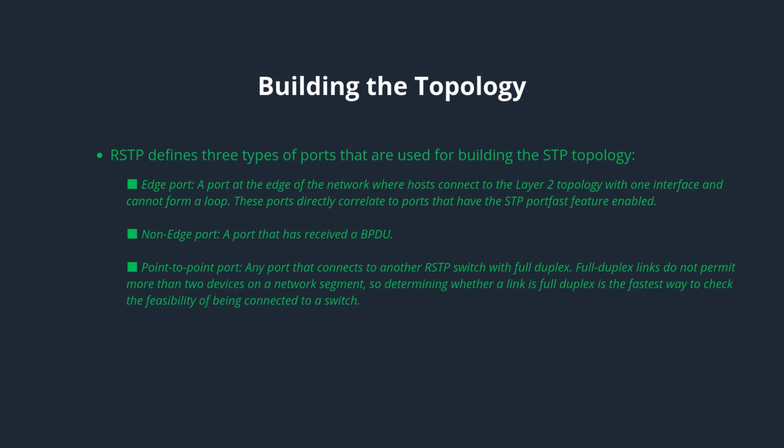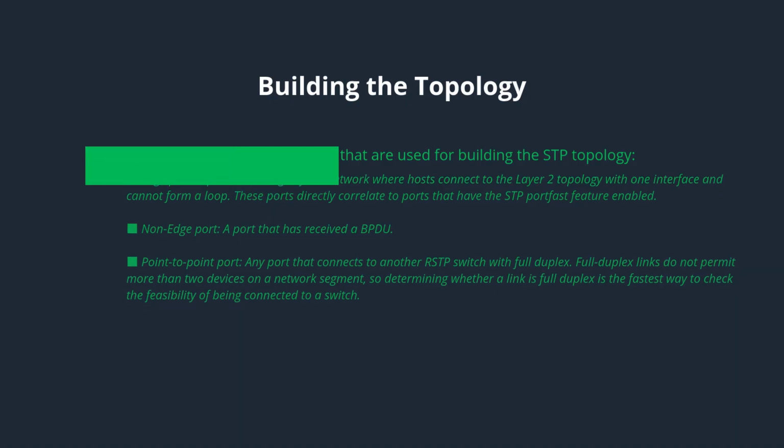Non-edge port. A port that has received a BPDU. This is any port that's connected to another switch in your topology. Point-to-point port. This is any port that connects to another RSTP switch with full duplex. Full duplex links don't permit more than 2 devices on a network segment, so determining whether a link is full duplex is the fastest way to check the feasibility of being connected to a switch. Understanding these port types is essential because RSTP treats them differently to achieve rapid convergence.